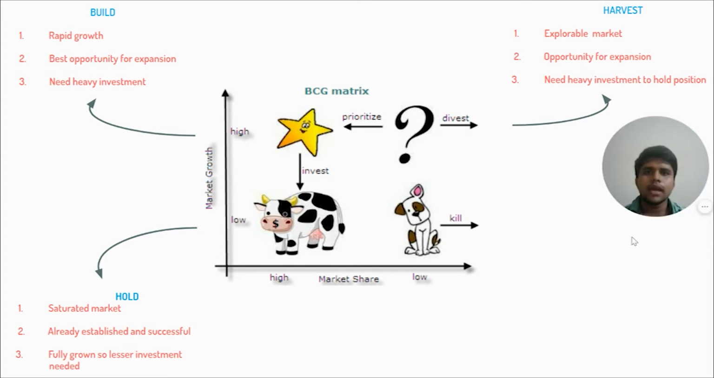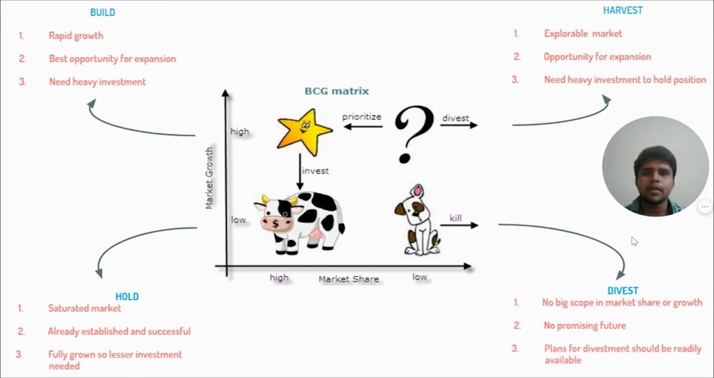The last cell is a low market share, low growth situation, which is called dog. Here, there is no big scope for expansion in the market, nor a bright future for the products on account of its low market share. Hence, a readily available plan of action for divestment should be kept available so that sudden unexpected losses can be avoided. The best example can be iPods, because the utility of iPods have completely been knocked down after the introduction of new era smartphones.